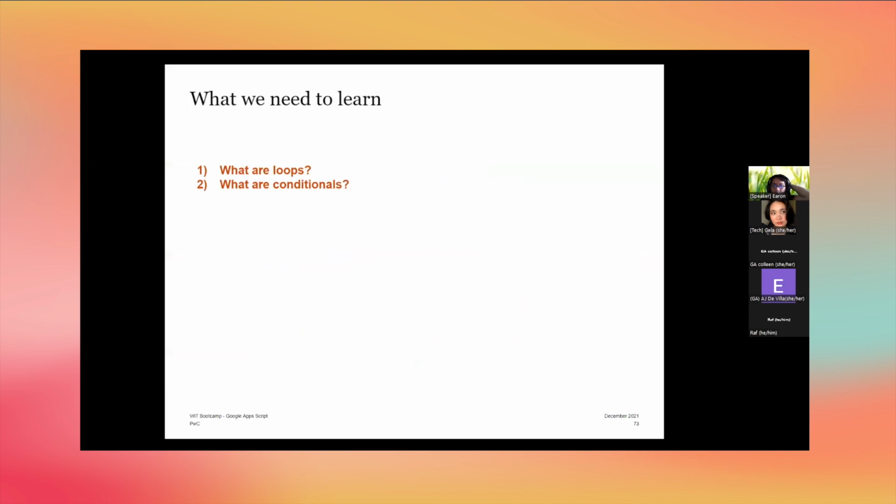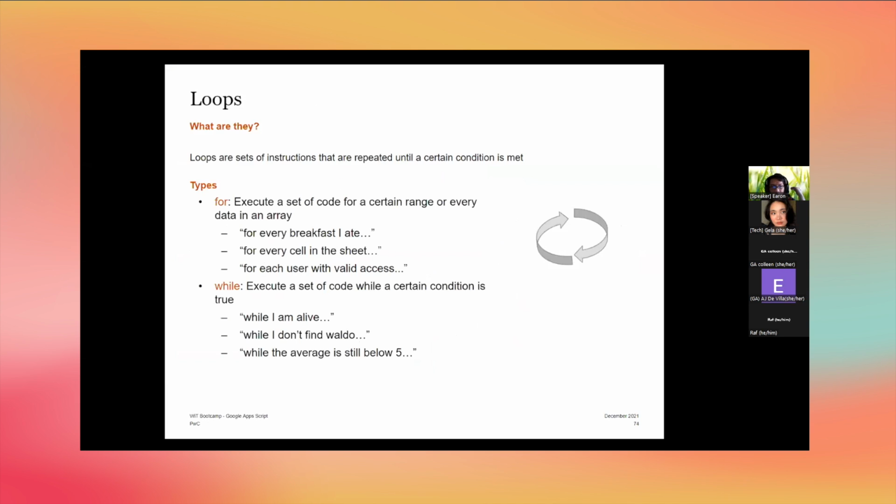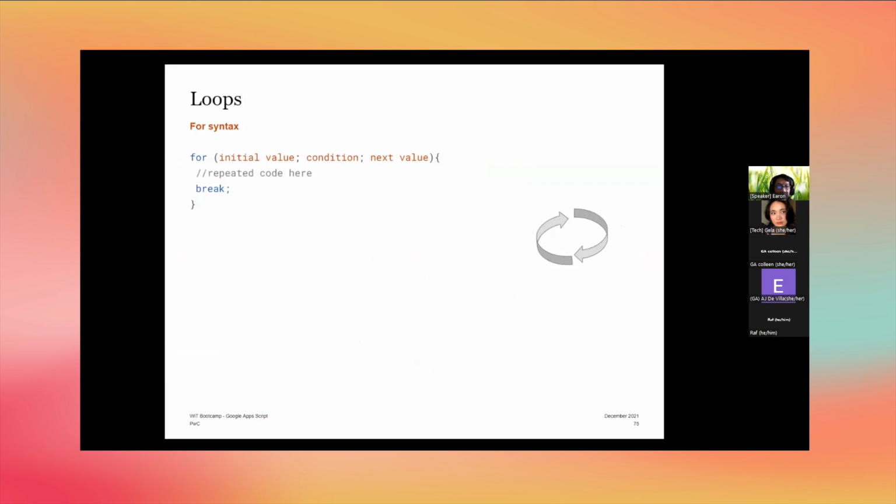So what we'll be learning here is loops and conditionals. So what are loops? These are instructions that you want to continuously repeat. So if you, for example, want to just send an email or just check a specific email, you can do loops. This is what a basic syntax of a loop looks like. It has an initial value, a condition, and the next value.